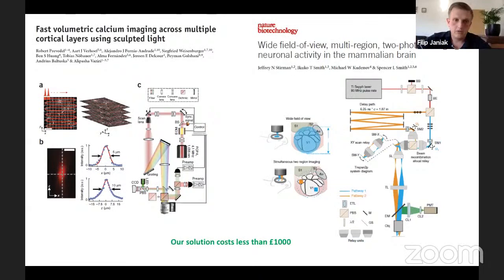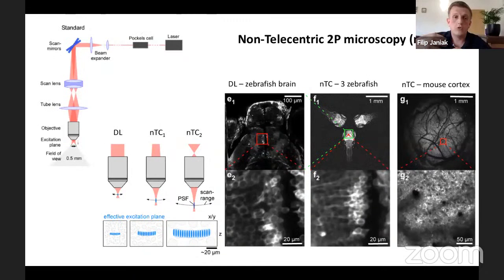Non-telecentric microscopy. So this is what I want to show you today. As I was mentioning, the standard two-photon setup has the laser, focal cell, beam expander, scanning mirror, scan lens, tube lens, and the objective. In our modification, we just operate between the scan lens and the tube lens region, which is easy to access in 99.9% of the two-photon microscopes in the world. Our modification operates on the fundamentals of optics.